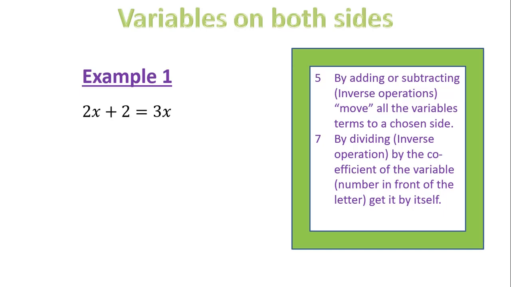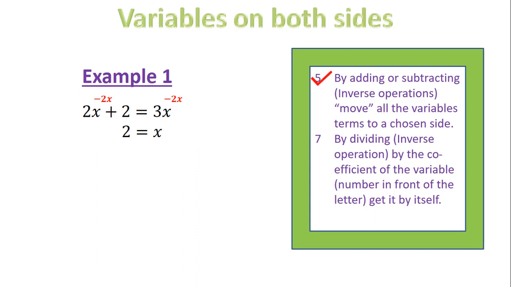So we need to get rid of that 2x on the left hand side. To get rid of it, our step says by adding or subtracting. So to get rid of 2x, we minus 2x from both sides. 2x minus 2x is 0, so we have just 2 equals 3x minus 2x is just x.